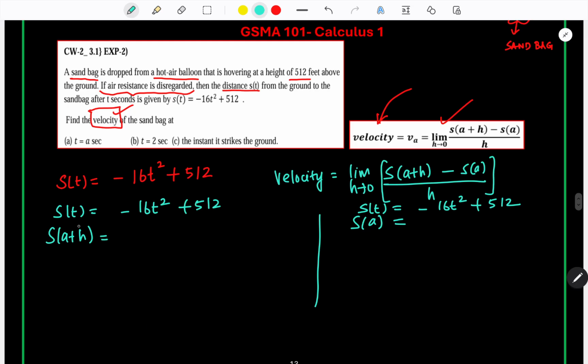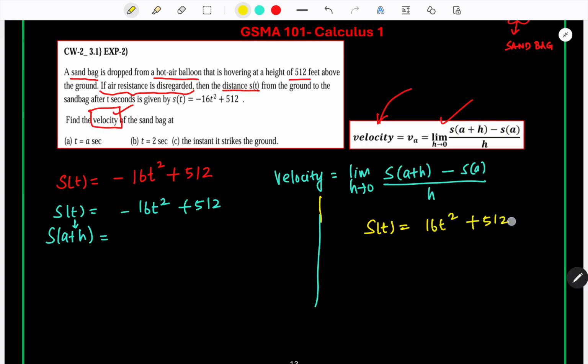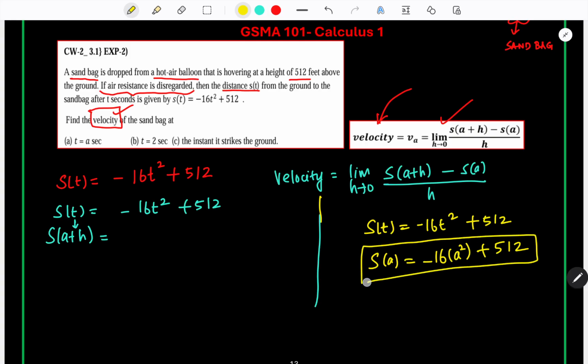So we are putting t is equal to what? A plus h. T is equal to what? A. So when I put t is equal to a, let me write a little bit down so that it will not be confusing. Your s of t is equal to minus 16 t square plus 512. We are going to find s of a. So s of a, I said it's very easy, minus 16a square plus 512. Just put t is equal to a.